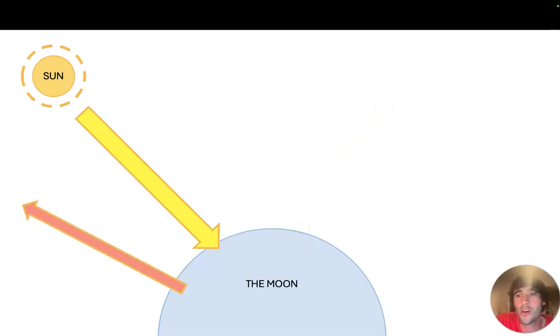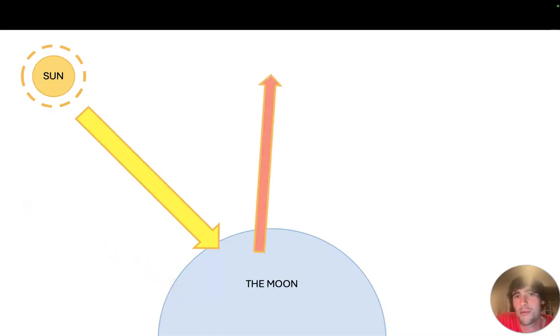Okay, now it can go in all different types of directions. It's random in the direction this infrared radiation comes out. That's an important concept to understand. It's random. It goes up, down, left or right. So be it. Okay, so that's the moon.